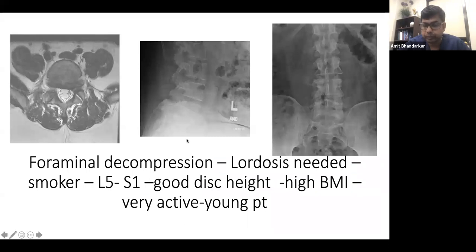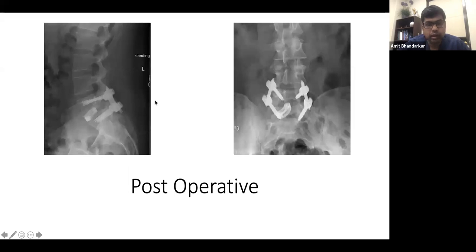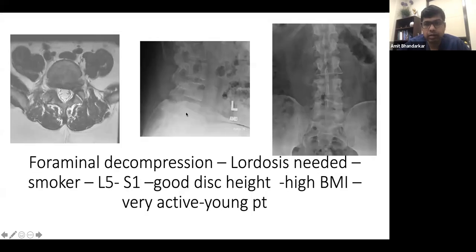Now, this is one of the other patients that I wanted to show you. The patient has a foraminal disc and also a lytic spondylolisthesis at that location, or kyphotic disc space up here. So we wanted to have lordosis. We wanted to have complete facetectomy here. And we also wanted to have a nice union at that level. The patient was a smoker.